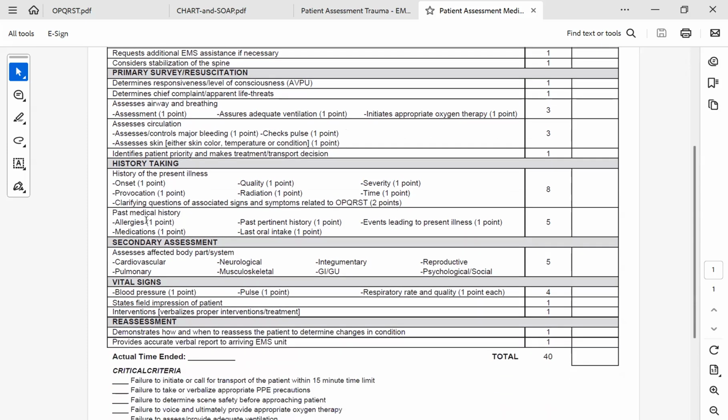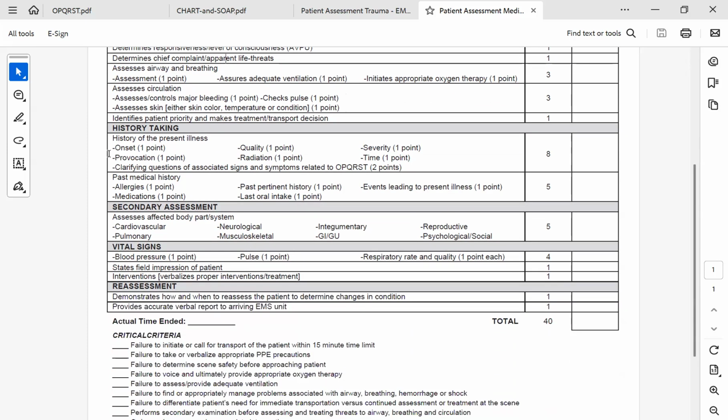Then we're getting into history. So this is where it gets important. OPQRST is here, and the rest of our SAMPLE is here. So S in SAMPLE is our signs and symptoms, starting with OPQRST. So onset, provocation, quality, radiation, severity, and time. So this is our S for SAMPLE. Then we ask those questions, ask some follow-up questions that are associated with those questions. Then we move down into the rest of our AMPLE. So asking the allergies, are they on any medications, past pertinent history, last oral intake, events leading up to what's going on.